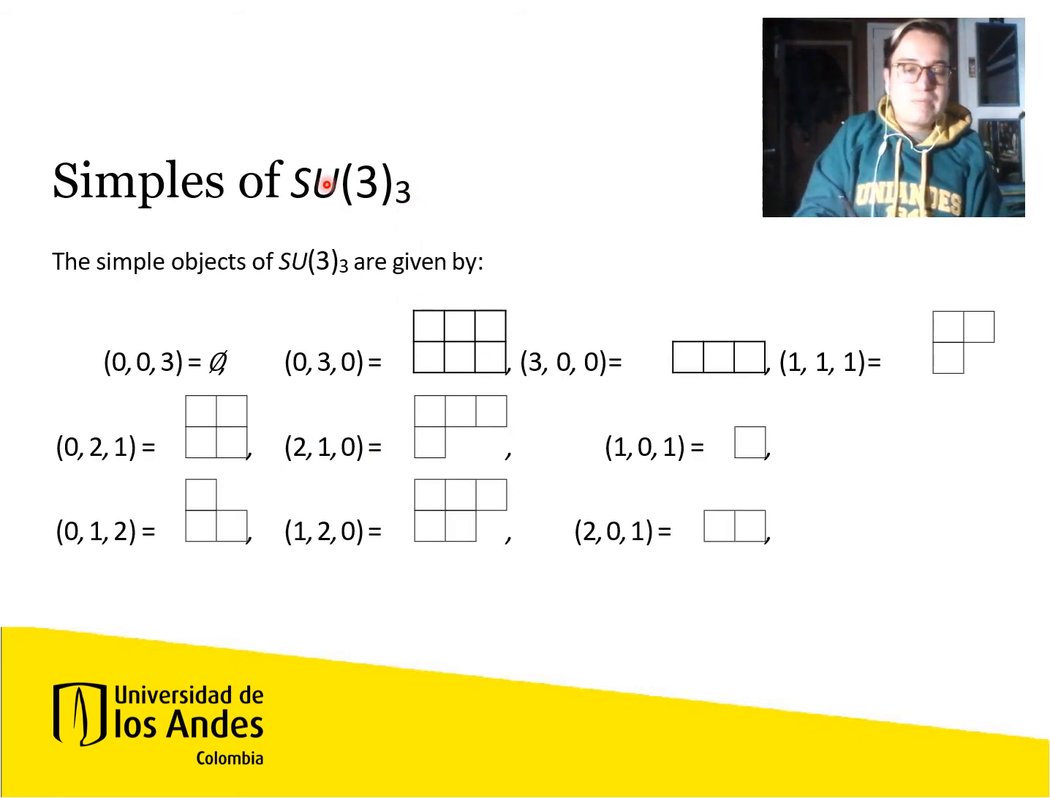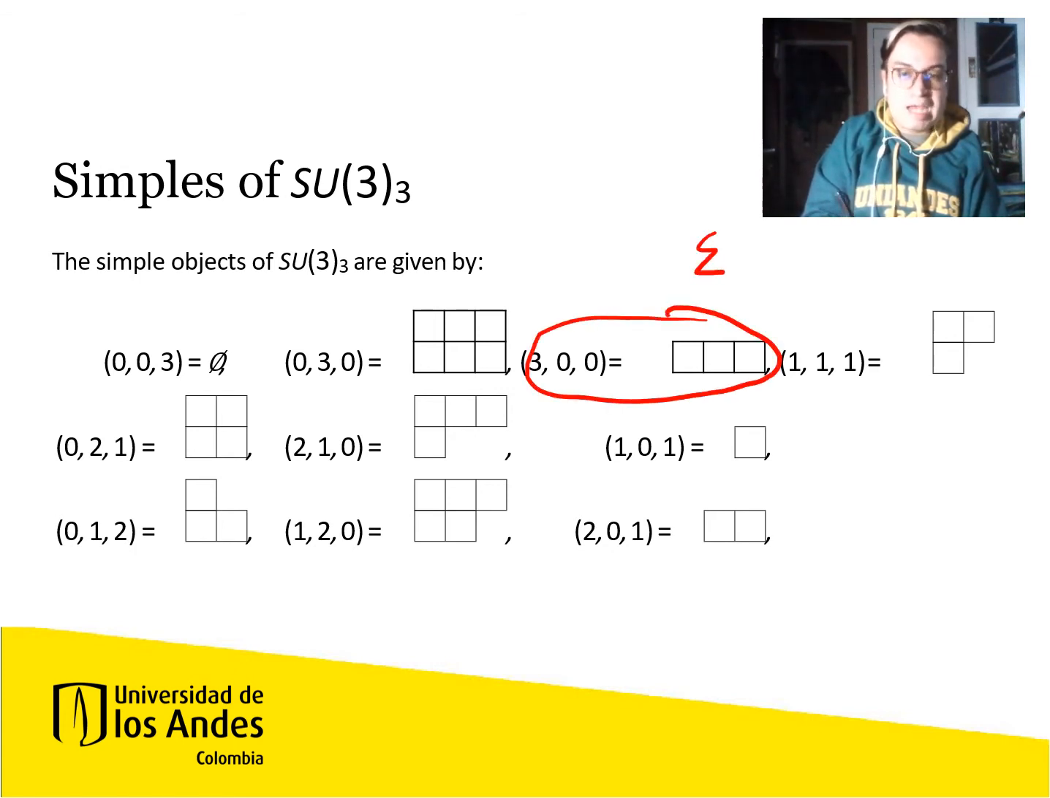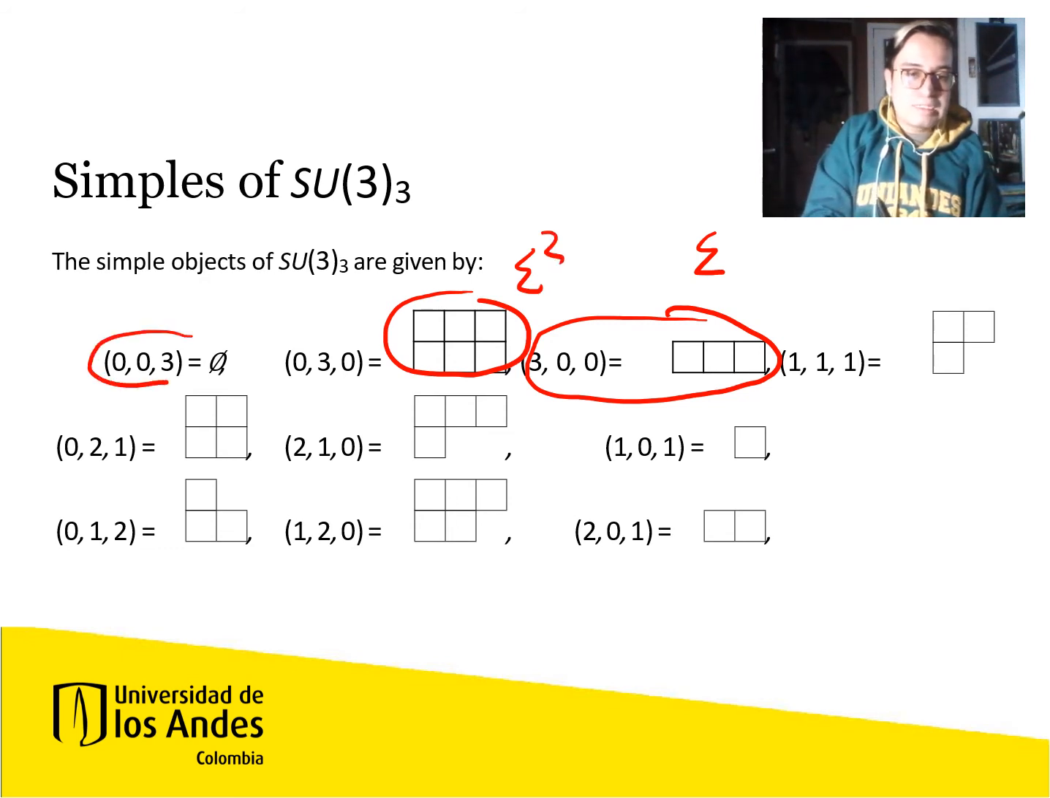So for example, we have the simple objects of SU(3) level 3. The simple objects in terms of the Young diagrams and partitions of 3 are these. Here, the invertible objects are this one that corresponds to sigma, the diagram with one row and 3 boxes; this corresponds to sigma squared; and this is the identity object.